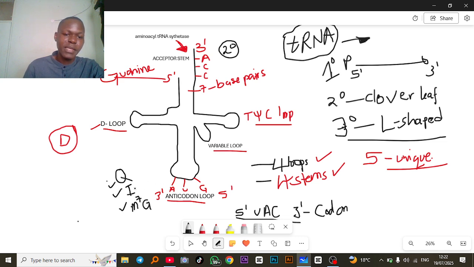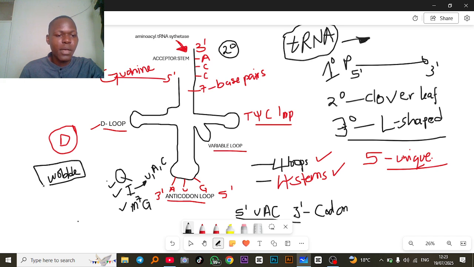Briefly talking about inosine, the importance of this inosine, we shall later on see that it's very important for the wobble base pairing, whereby it can pair with U, it can pair with A, that is adenine, it can also pair with C. So talking about the wobble base pairing briefly, this is supposed to be under translation, not under structure. So in this wobble base pairing, you'll find that we have a base that can pair with more than one base in the codon. You get?